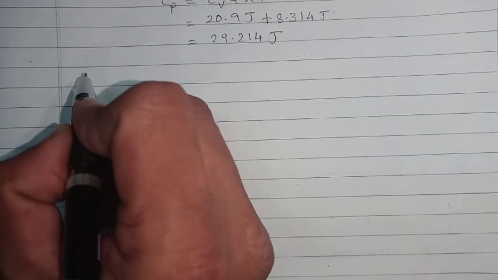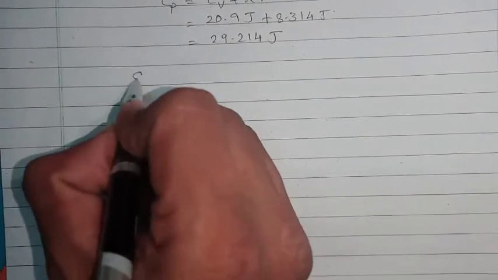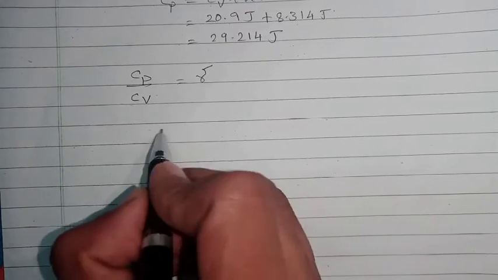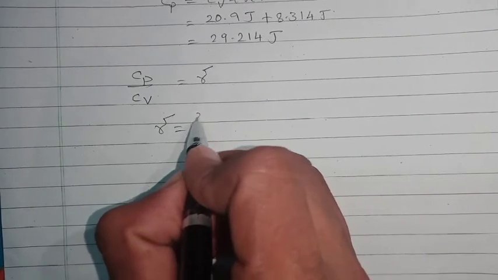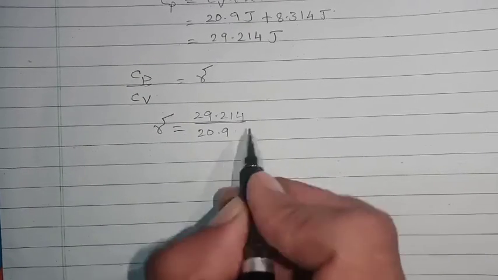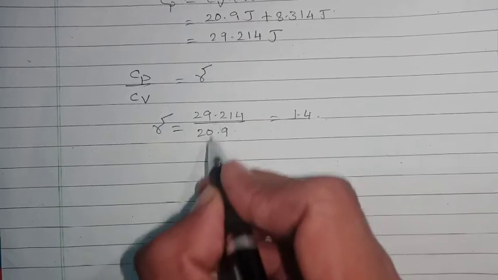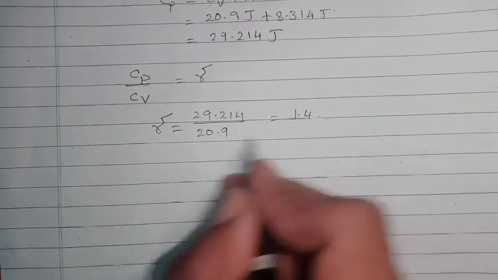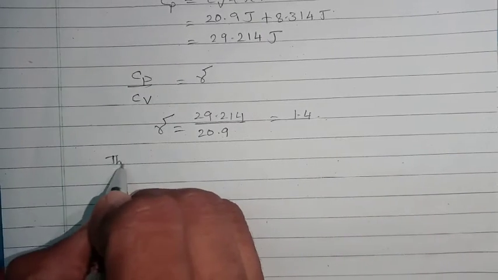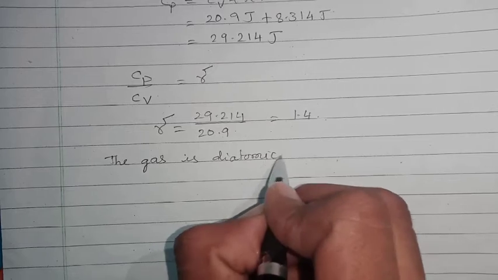Next, third one, atomicity of gas. We have to calculate the atomicity. For that, we use CP divided by CV, which is equal to gamma. So gamma is equal to the CP value 29.214 and the CV value 20.9. On solving, we get 1.4. So 1.4 belongs to a diatomic, so the gas is diatomic. Understood?